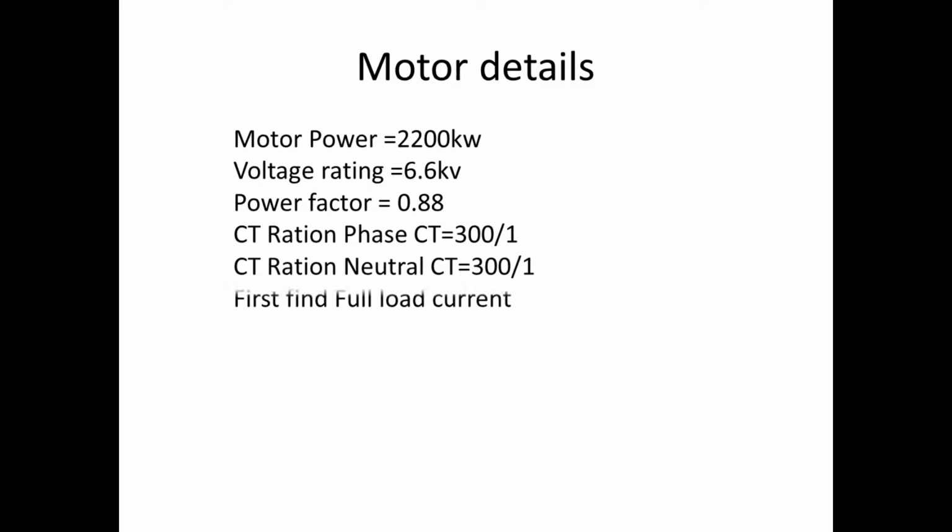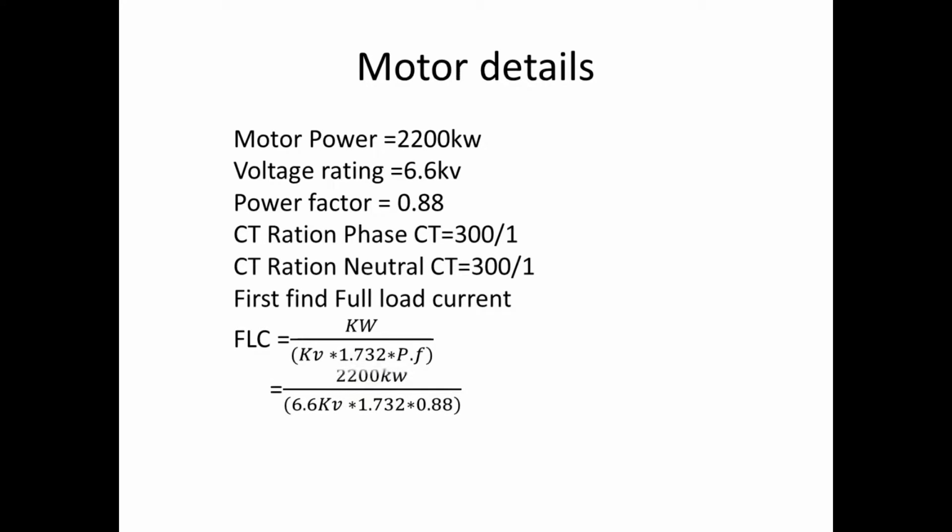Now I am going to find the full load current. The formula for full load current is motor power divided by rated voltage into root 3 into power factor. Here I substitute in the formula and I got the value 218.69 amps. So we can round off this value as 218.